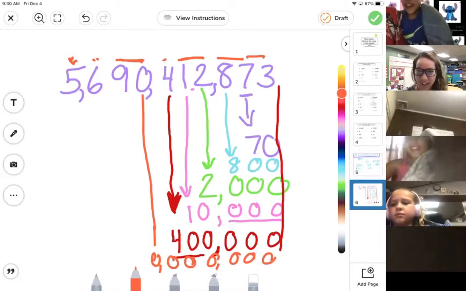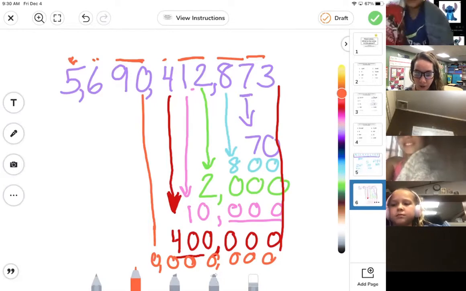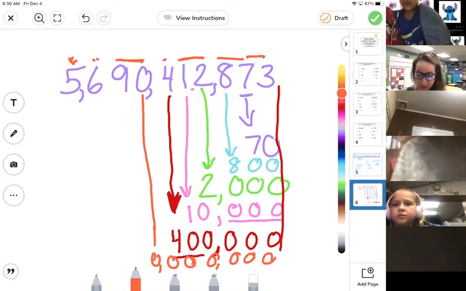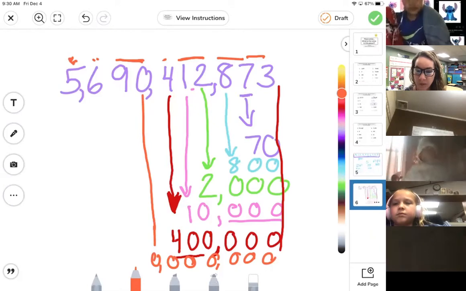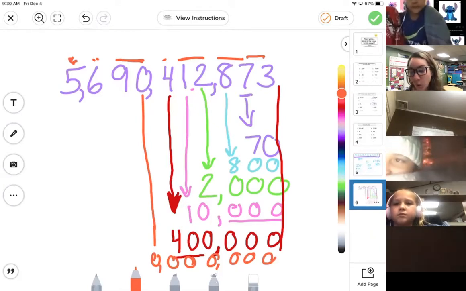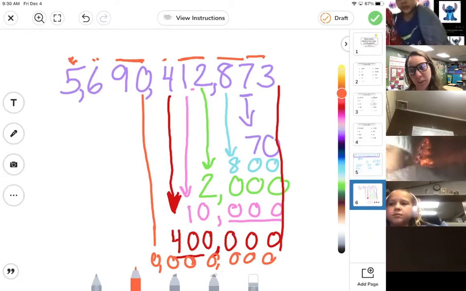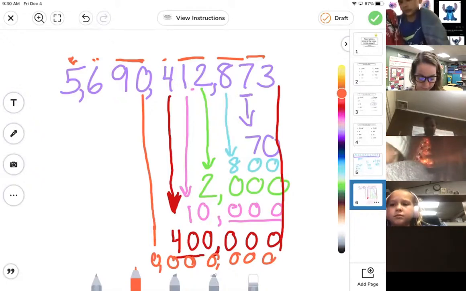This is kind of like adding, a little bit. Do you see how, if we added them all together, we'd just get back to the number that we started with? This is called expanded form a little bit. We'll learn more about that as we keep doing stuff next week.